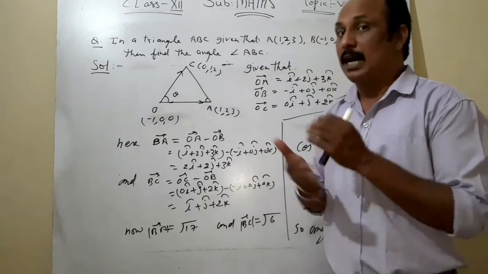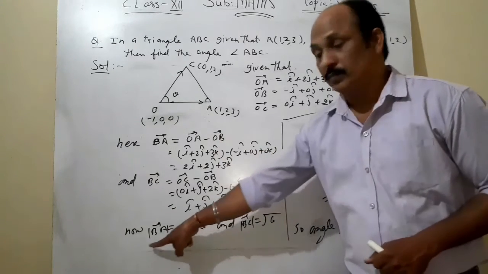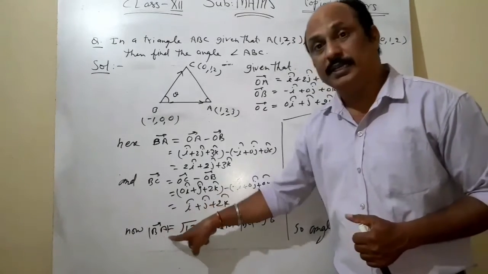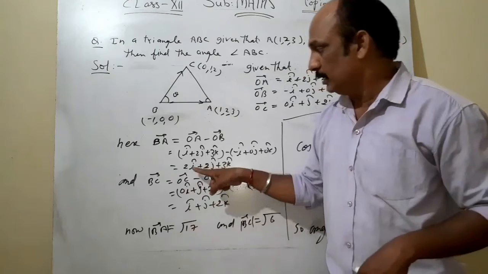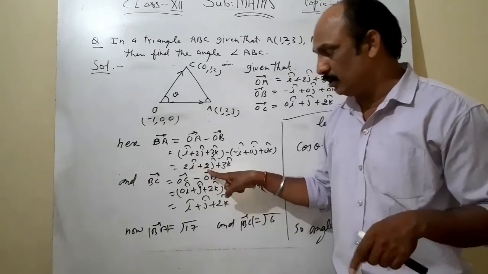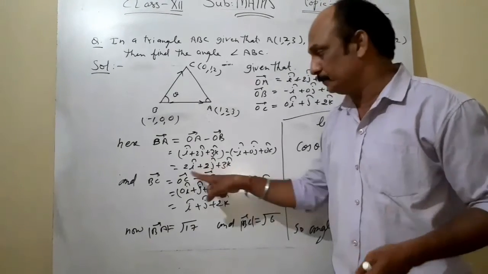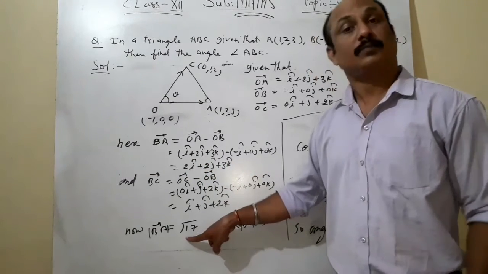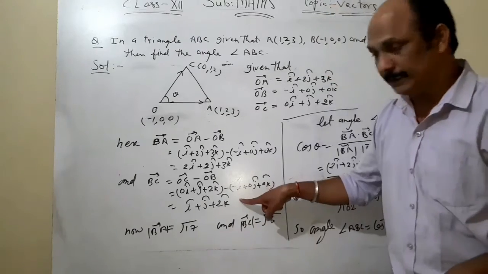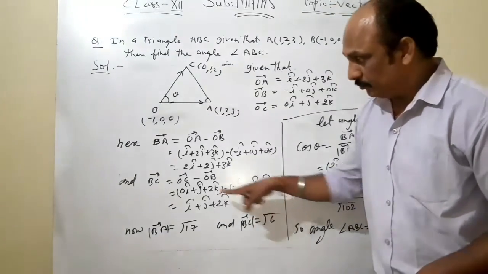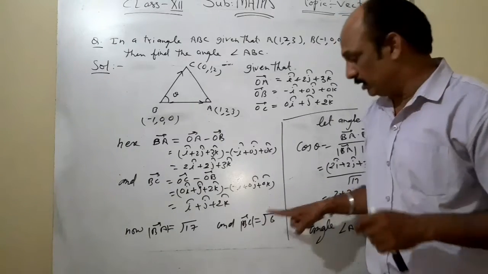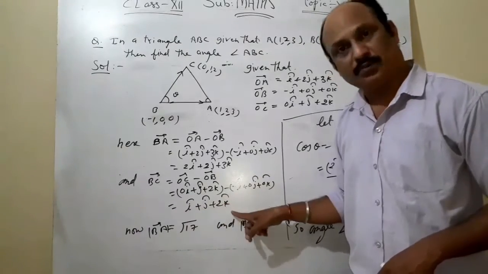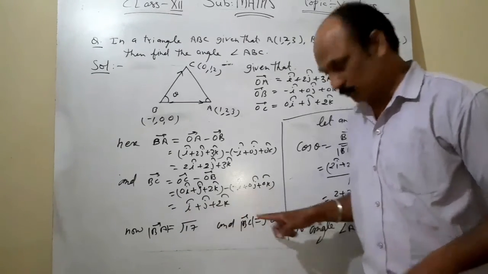अब बेटा हमने क्या किया, इन दोनों के मैग्नीट्यूड भी कैलकुलेट कर लिए. हाउ वी कैन कैलकुलेट द मैग्नीट्यूड ऑफ BA? In square root, square of I component, square of J component and square of K component means 4 plus 4 plus 9. It will be root 17. And similarly, magnitude of BC is equal to square root 6. Why? 1 square plus 1 square plus 4, 2 square means root 6.